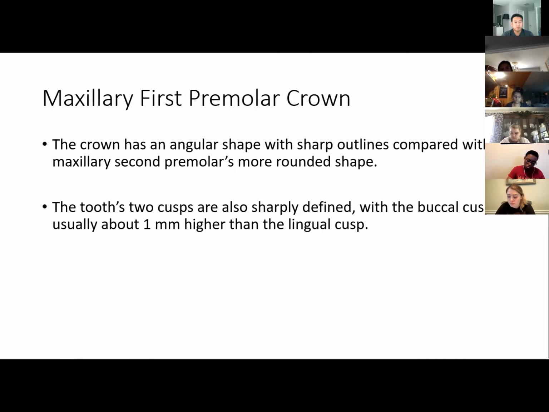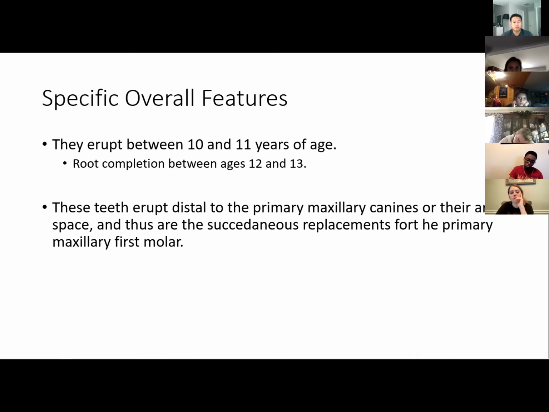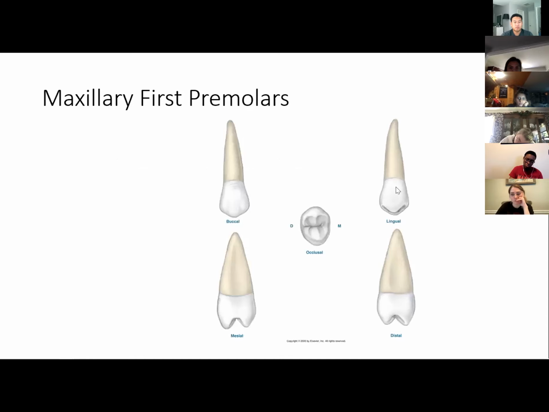The crown of the first premolar has an angular shape with sharp outlines compared with the maxillary second premolar, which has a more rounded shape, and you'll be able to see those with a comparison later. The two cusps are also sharply defined, with the buccal cusp usually about 1 millimeter higher or longer than the lingual cusp. So the buccal cusp is a little bit longer than the lingual cusp. And you can see that on this image here from the lingual view, that the cusp is a little bit shorter by about 1 millimeter. Okay.